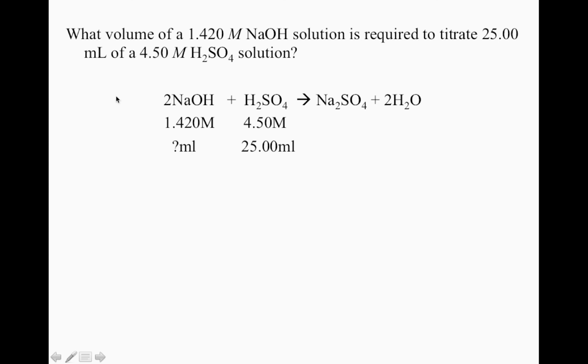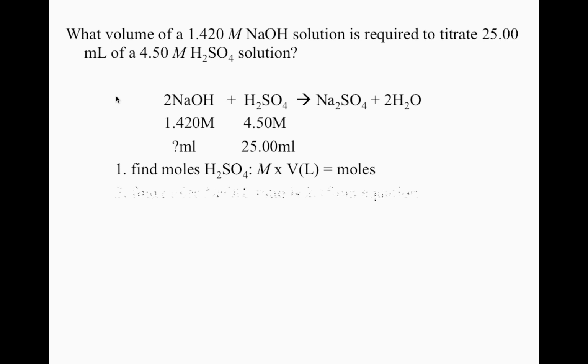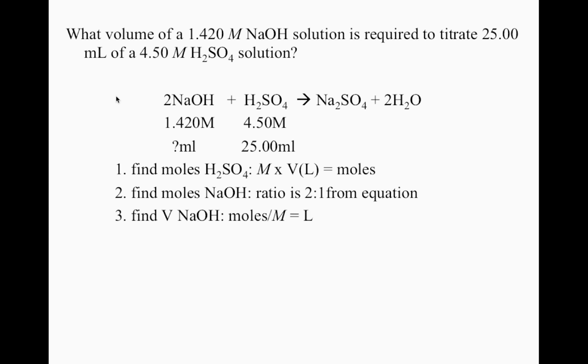Okay, so they're going to follow the same 3 steps. Find the moles of H2SO4. Find the moles of sodium hydroxide. See, I need that 2:1 ratio. And 3, find the volume of sodium hydroxide. So to do that, it's going to be moles divided by molarity will equal liters. Now because this is a small volume, I'll probably convert it to milliliters at the end.